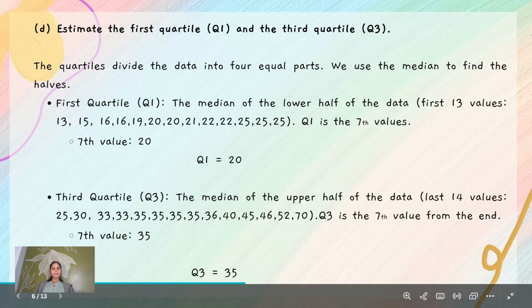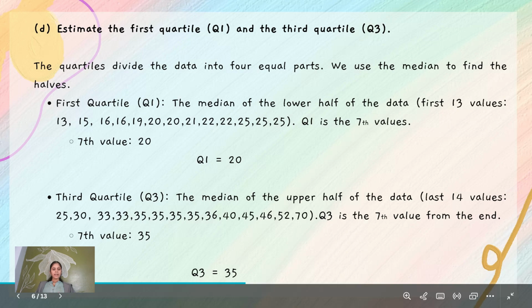So for the first quartile, we take the median of the lower half of the data, which is 13 values, and the median of 13 values will be the seventh value of the dataset, which is 20. So Q1 is 20. And for the third quartile, we take the median of the upper half of the dataset, the last 14 values. Q3 is the seventh value from the end.